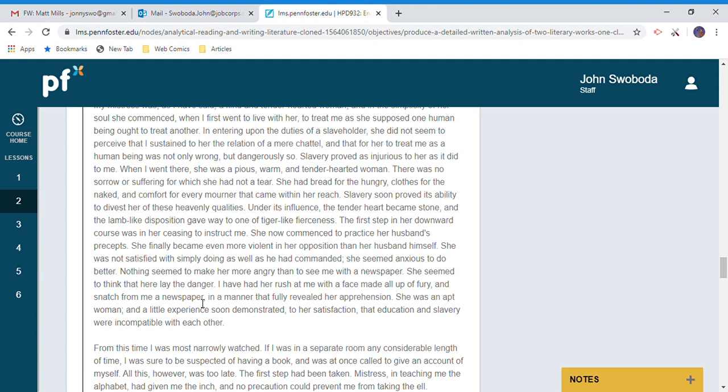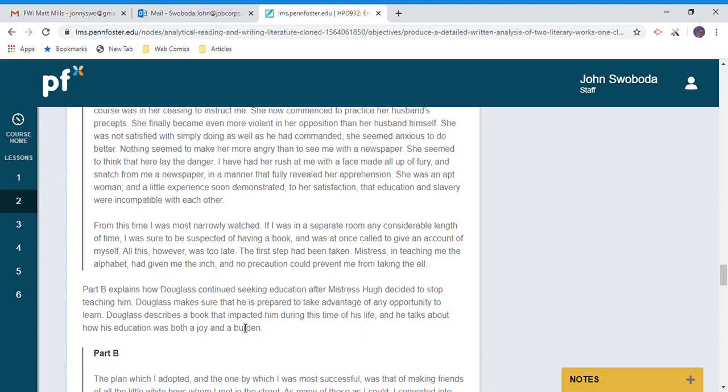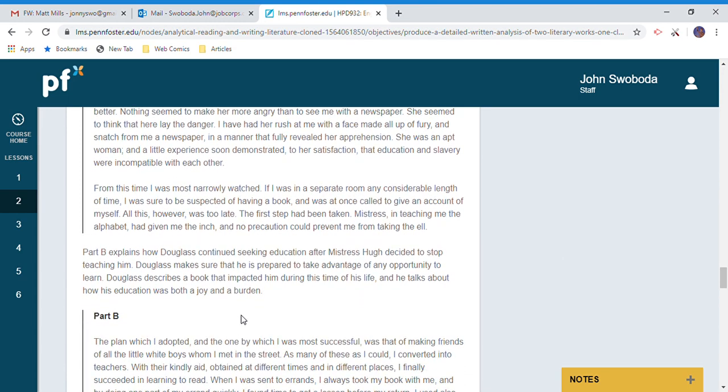She was an apt woman, and a little experience soon demonstrated to her satisfaction that education and slavery were incompatible with each other. From this time I was most narrowly watched. If I was in a separate room any considerable length of time, I was sure to be suspected of having a book, and was at once called to give an account of myself. All this, however, was too late. The first step had been taken. Mistress, in teaching me the alphabet, had given me the inch, and no precaution could prevent me from taking the ell.